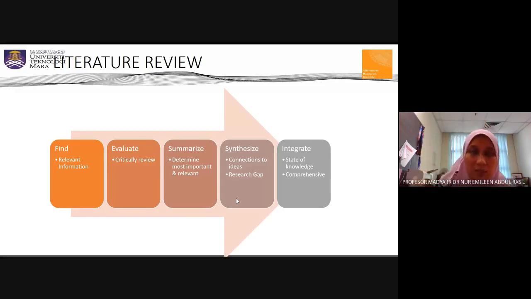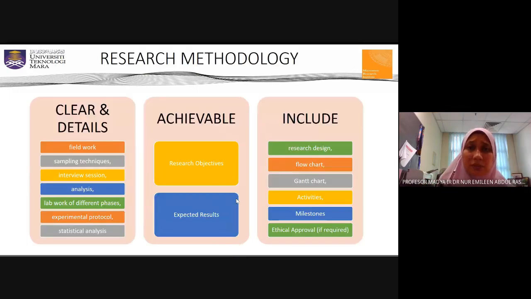instead of writing it long-winded, maybe they can summarize it into a table. And then synthesize, connect between ideas and research gap. So from the literature, you can see what is the research gap and everything. And integrate, which is state of knowledge and comprehensive.